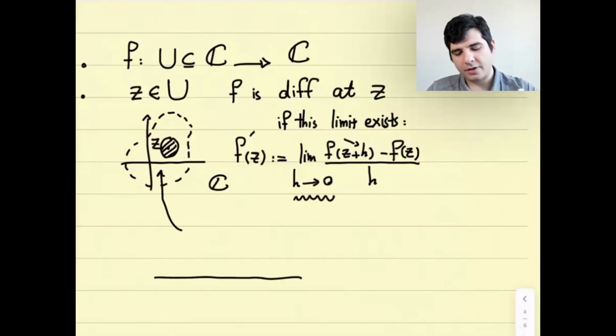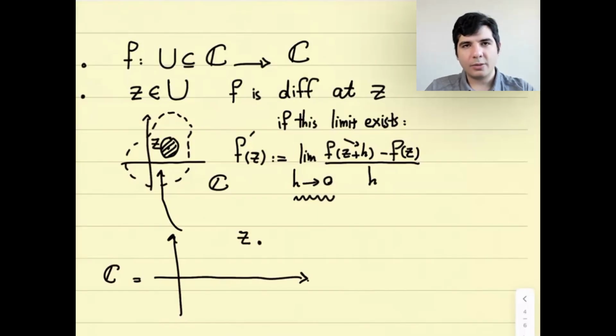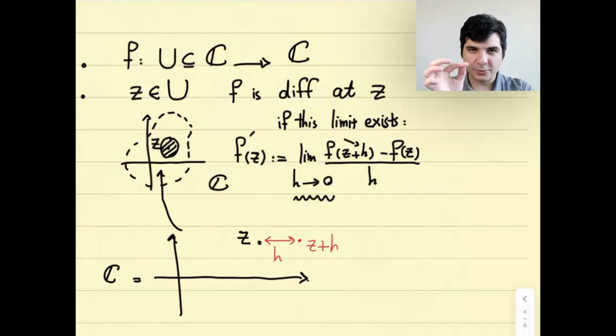We have our set of complex numbers, right? Let's say this is C. We have at this point Z, right? Now, what is Z plus H? So let's say this is H. And therefore, Z plus H would be here. And as H is going to 0, Z plus H would be converging to Z. That's one way that Z plus H can go to Z as H is going to 0.